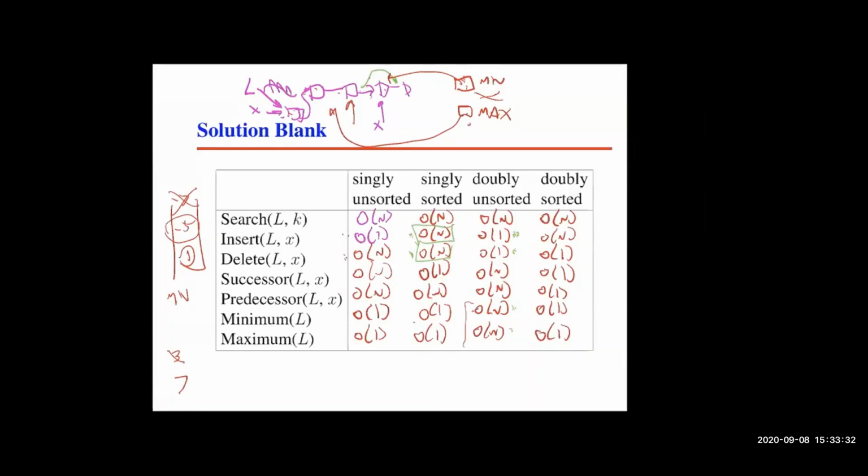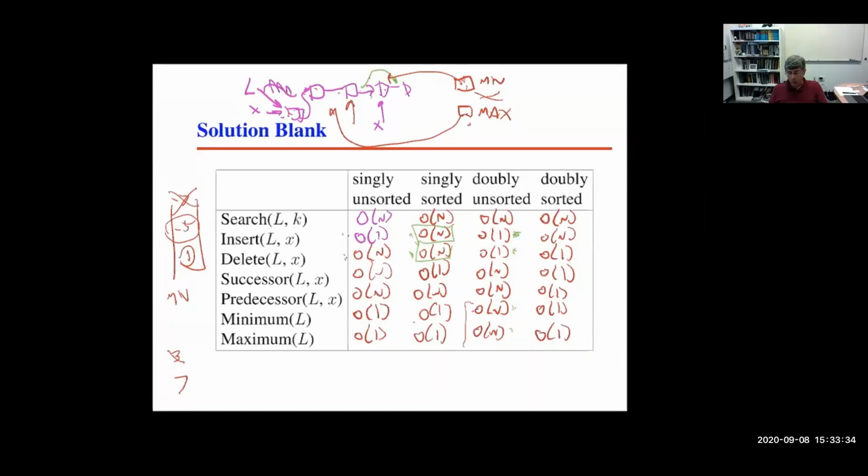I could have done this in order n and this in order n and then do these in order 1. But I like the fact that I can now do insert and delete in constant time. Maybe that's interesting.